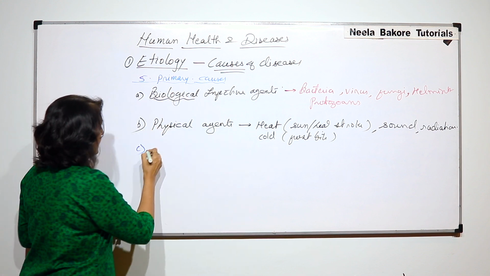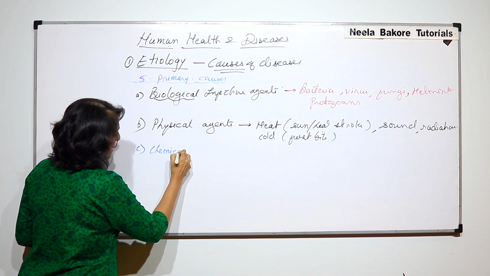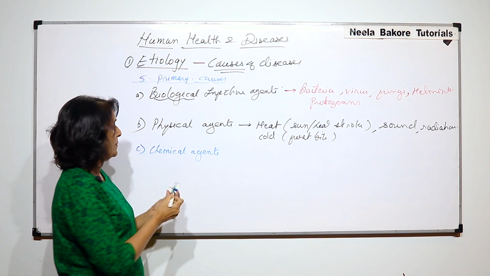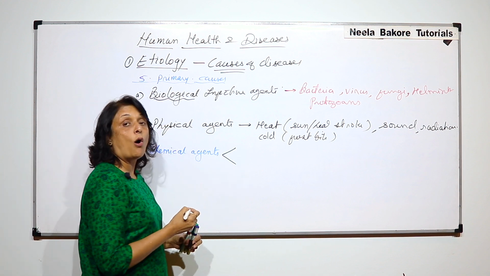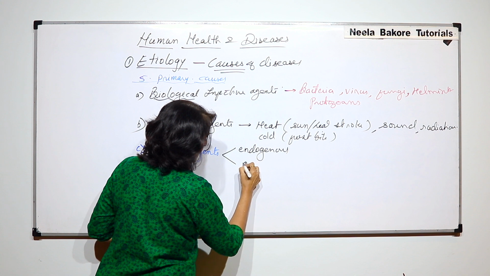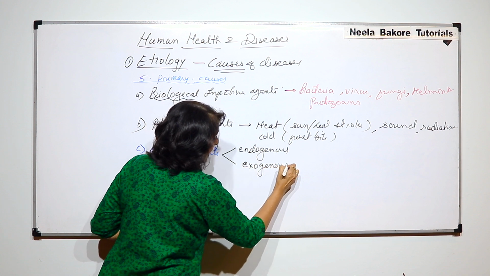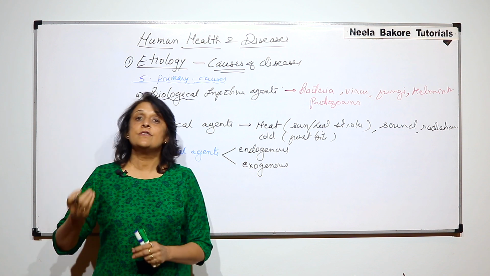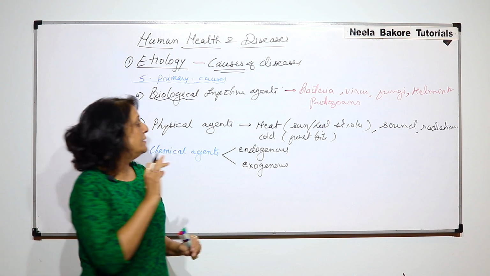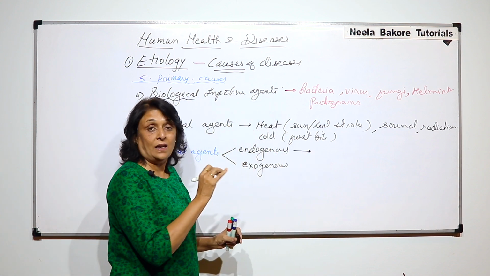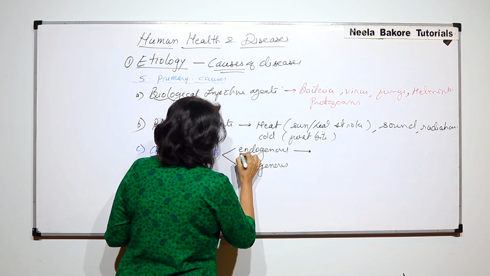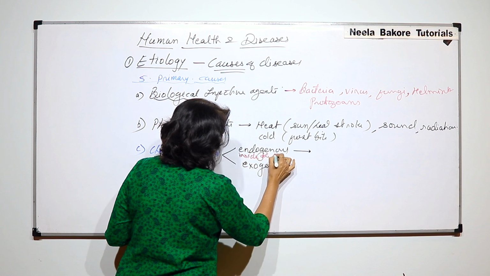The third is chemical. Chemical agents. Now these chemical agents can be of two origins. They can be endogenous or exogenous. Endogenous means these chemicals are produced inside the body or inside the organism, and those chemicals are responsible for causing diseases. These are internal things inside the body of the organism. So here we can write inside the body.